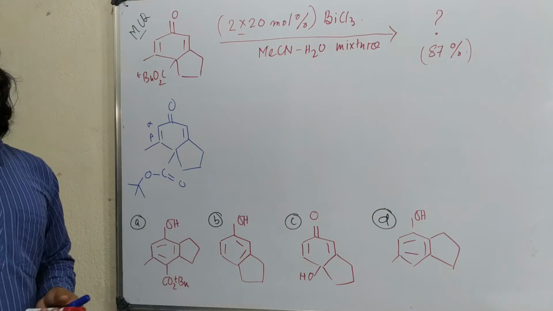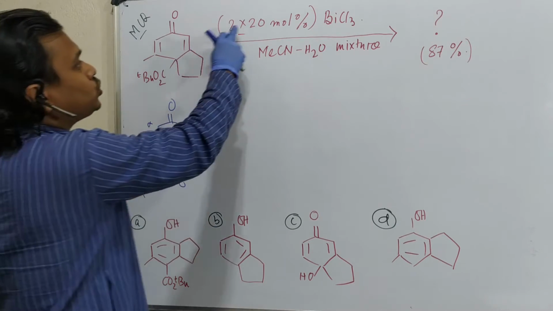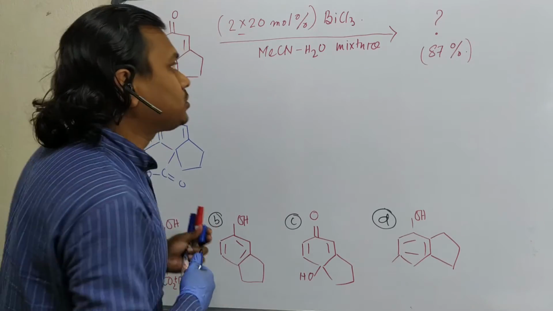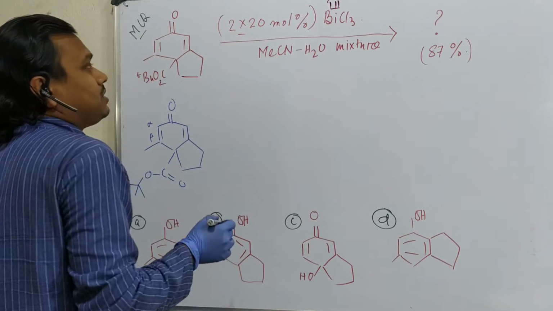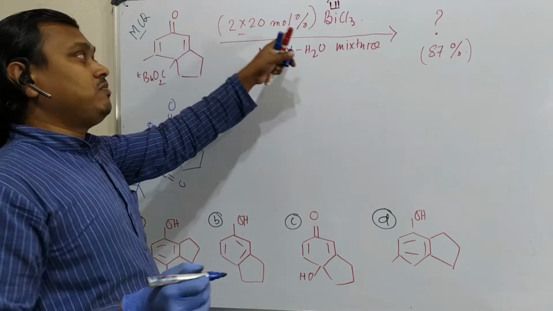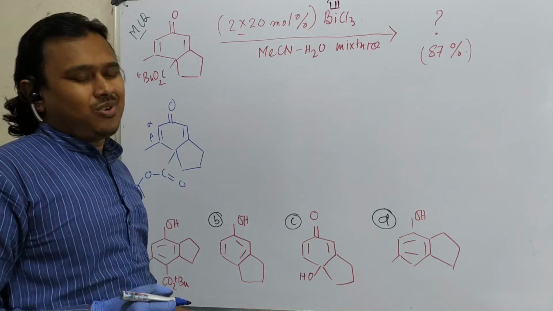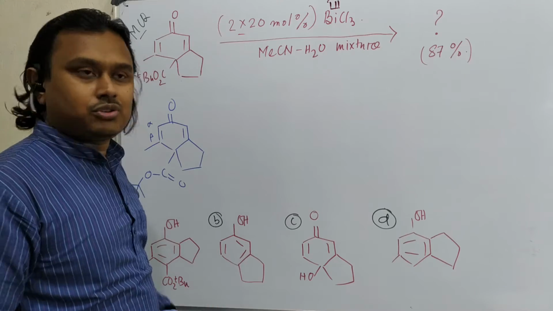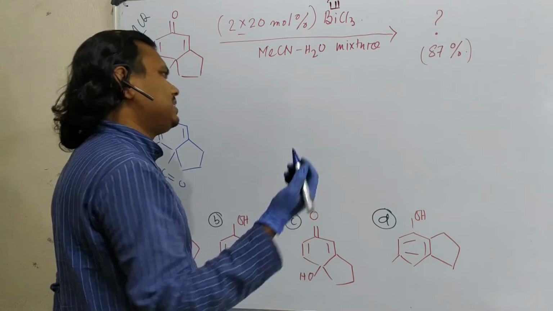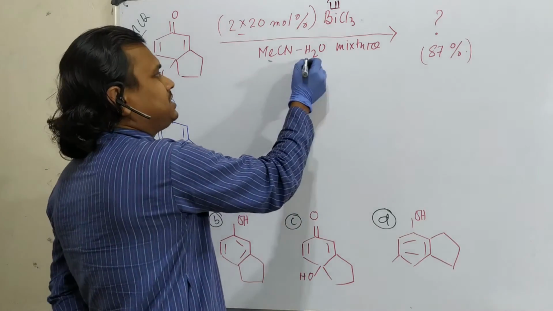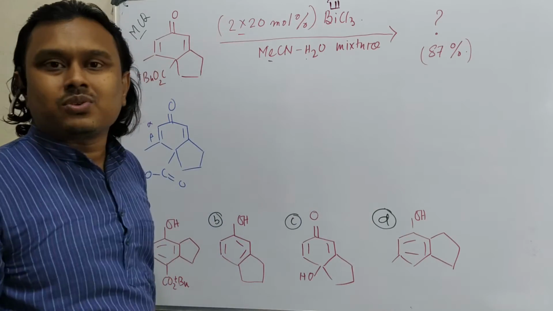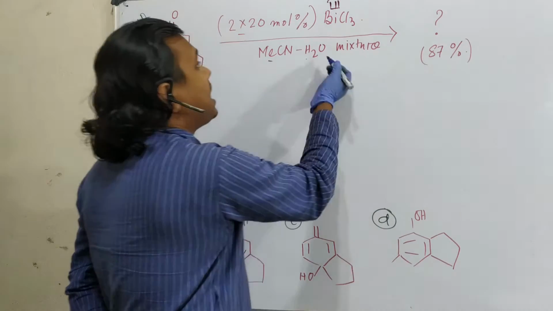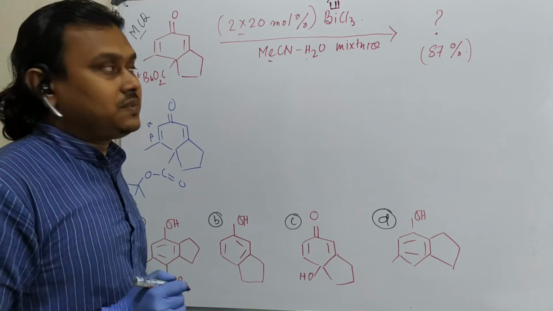This is actually, see, 20 mole percent bismuth chloride, better to say bismuth(III) chloride. Now question, generally this much amount of mole percent is not good to call catalytic, it is near about stoichiometric. Fine, but it's given, let's accept. The solvent is a methanol, acetonitrile and water mixture, a simple solvent, and 87% yield. See, at room temperature, then some selective thing happens.